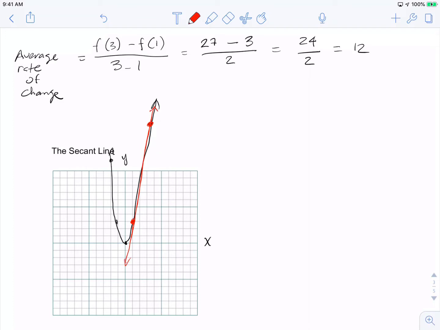So remember that the average rate of change is the slope of the two points. That's important. Okay.